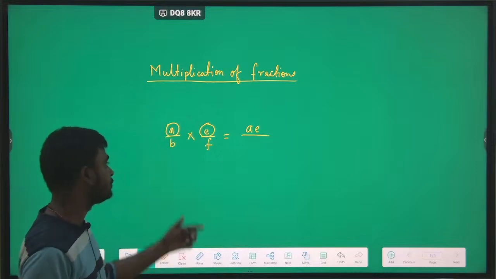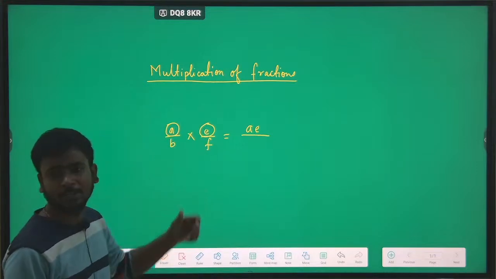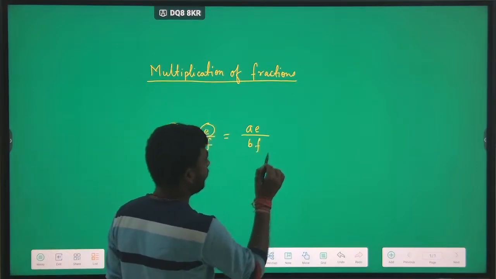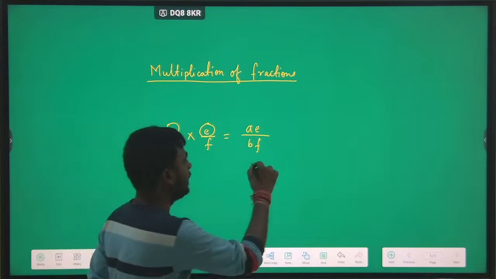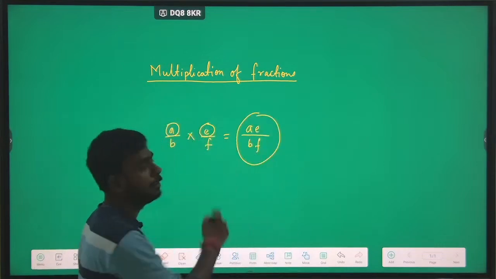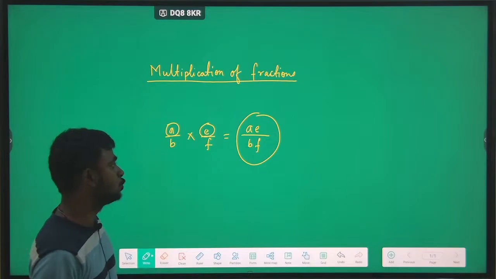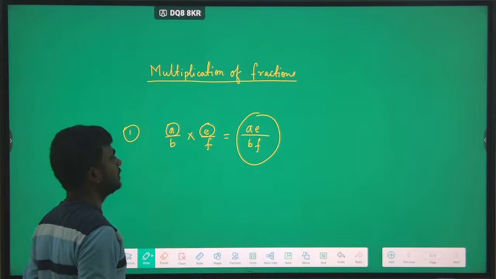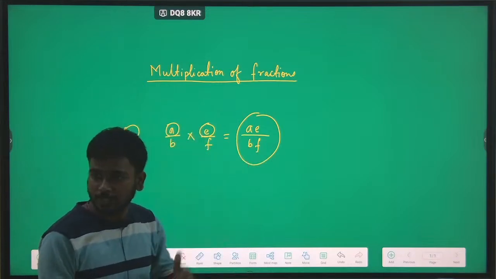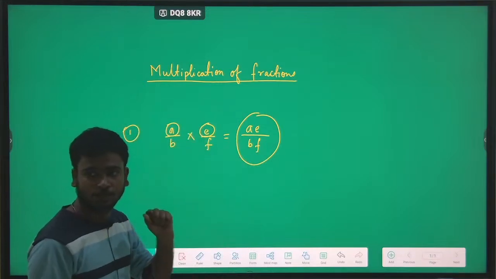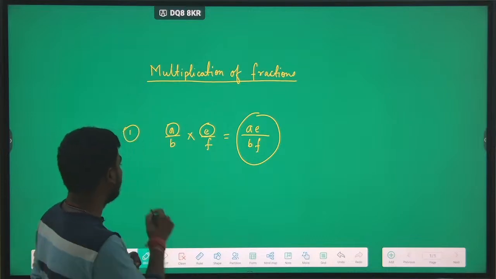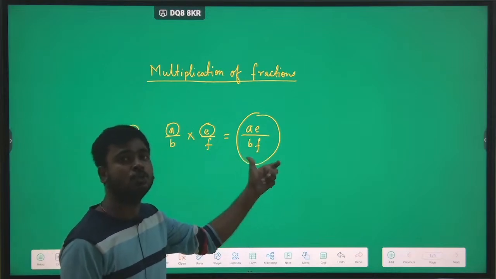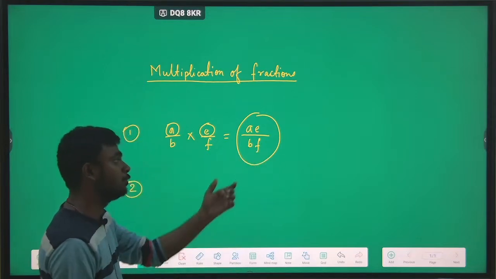Okay. And the denominator will be multiplied with the denominator. So, b and f will give bf. Okay. So, ae by bf will be our new fraction on multiplying these two fractions. So, this was our step 1. Our step 1 was to multiply the numerator with the numerator and the denominator with the denominator. Now, our second step is, if the fraction is reducible to the lowest term, then we have to reduce it.